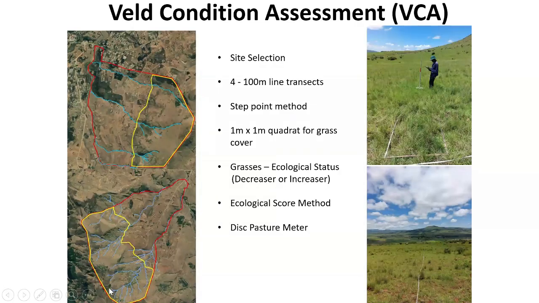For the field condition assessment, we started off doing site visits to see whether the site was homogeneous or heterogeneous, and then we decided to use the step point method. We also included a 1 by 1 meter quadrat just to understand grass cover. And then we put all the grasses into an ecological status, a decreaser or increaser, and we used the ecological score method to give us an idea of the score for both communities. We also used a disc pasture meter just to give us an idea of the biomass for the communities.